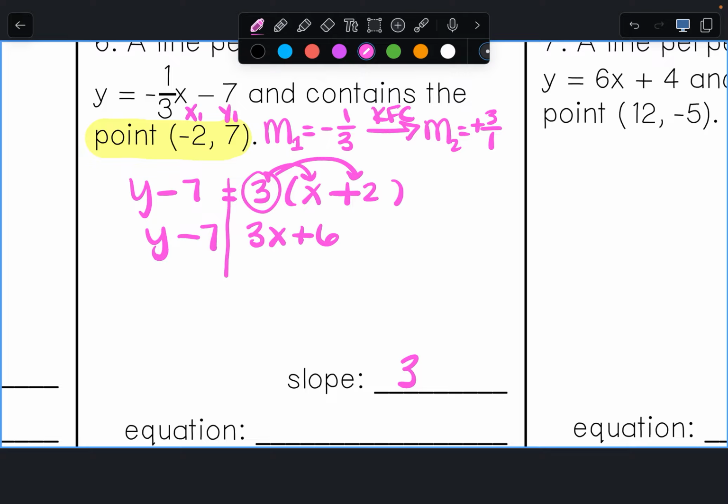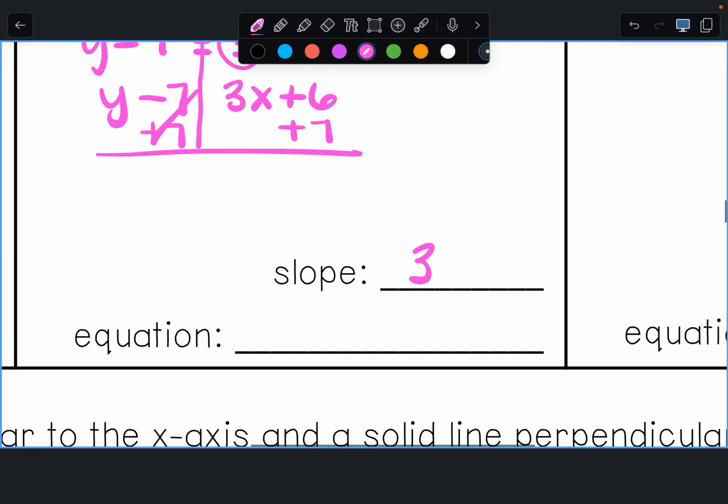And the second step? Most of the time when you're solving for y, the last step is to divide. But with point slope, the last step will always be to add or subtract. So you get y is equal to 3x, what? Plus 13.